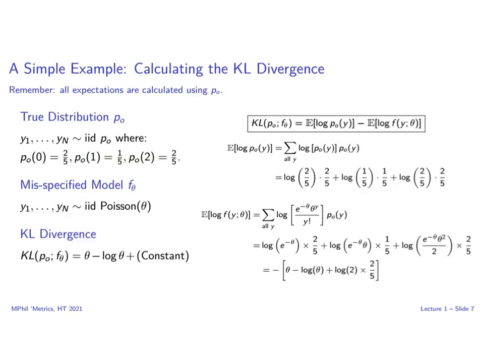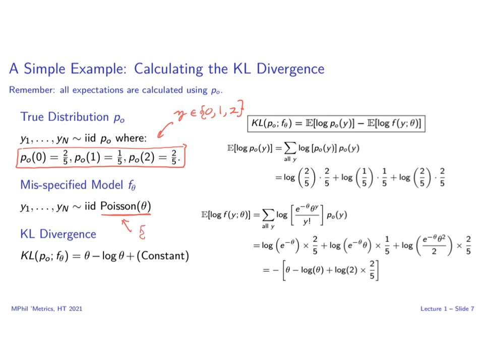This has all been rather abstract, so let's look at an example. Suppose that the true distribution P0 is P0 of 0 equals 2/5, P0 of 1 equals 1/5, and P0 of 2 equals 2/5. This is the probability mass function of a discrete random variable that only takes on either 0, 1, or 2. Now, suppose that we don't know that that's the true distribution, and we instead try to fit a Poisson model. So we can tell that this model is misspecified.